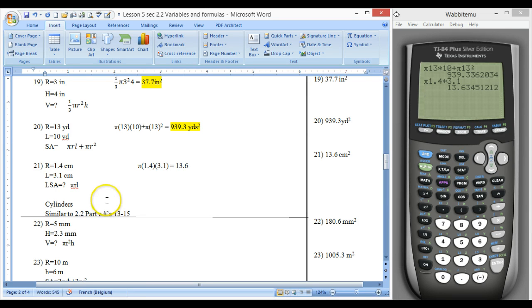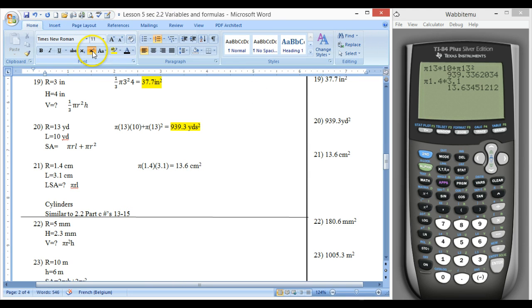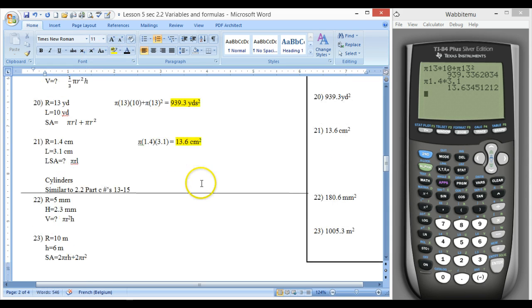13.6. And in this one I had the radius, which was being measured in centimeters, and the length being measured in centimeters. So I need centimeters times centimeters, which is centimeters squared. And that's how we got our units.